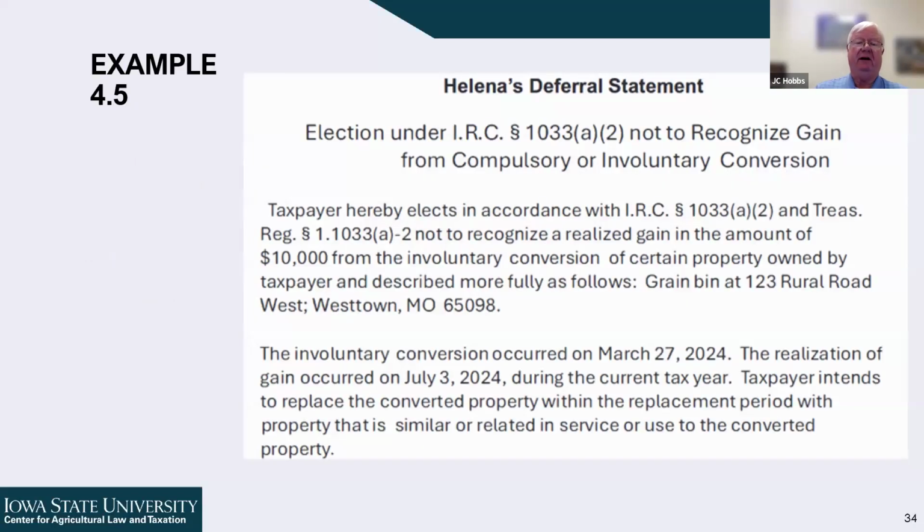Here's the deferral statement. Again, take this to your tax preparer. This shows him what he needs to have included with the tax return. It's the code section. What we're doing is not recognizing the gain on that involuntary conversion and a compulsory conversion. We show that we elected, what the value of the property was, and our intent to replace that converted property within that replacement period. So there's the election that has to go with the return in the year that we make the election. Hopefully that provides a little bit of assistance.